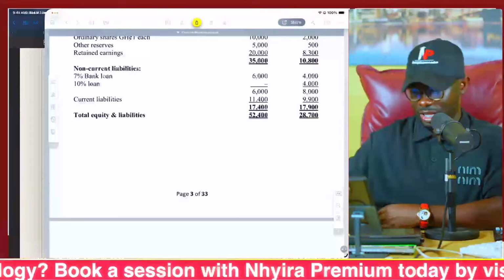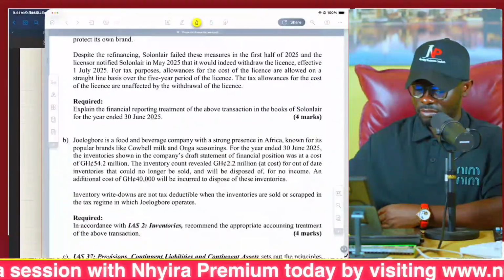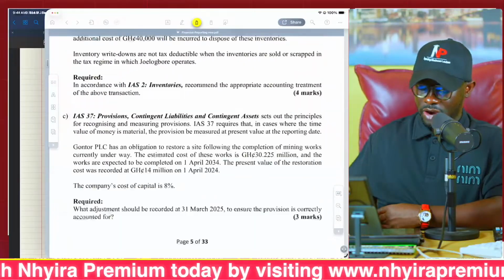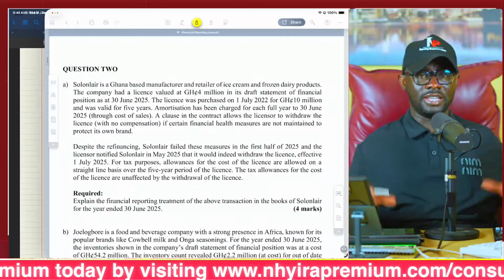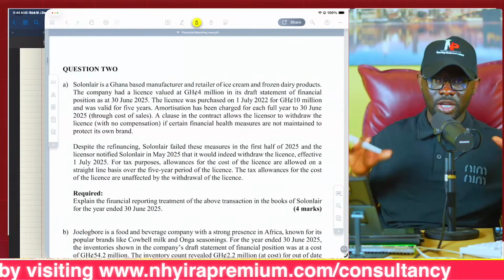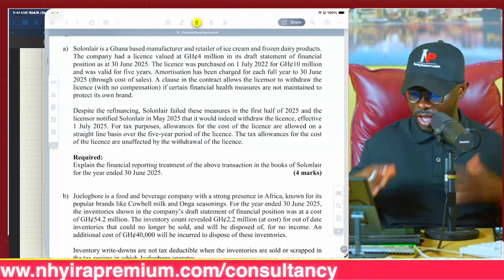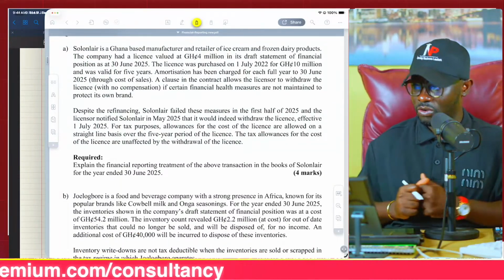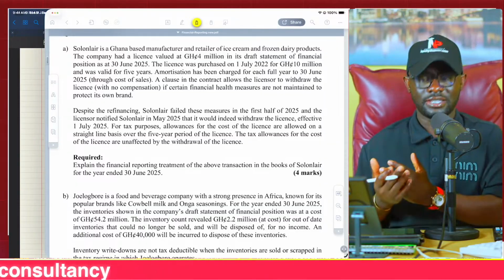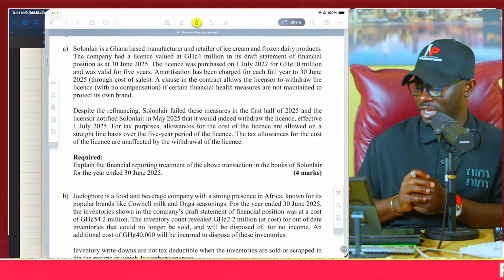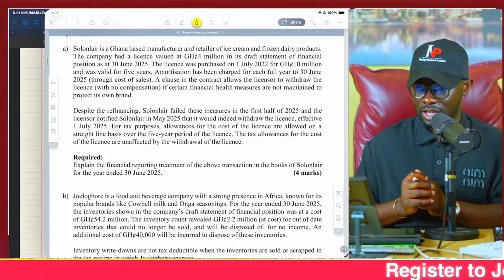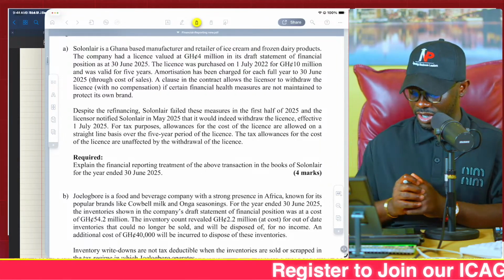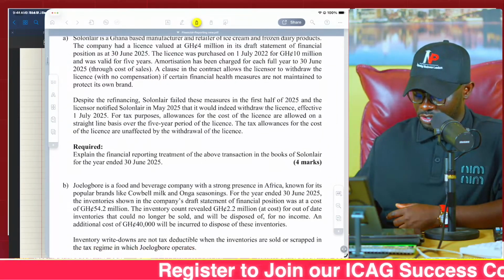All right, so let's come to the work of the day. Question number 2. We are looking at question number 2, ICAG Financial Reporting, November 2025, past paper. We're going to be exhausting all of the questions in question 2, highlighting some of the fundamental principles that we must understand when it comes to dealing with these areas, generally at the end of the day. So let's start with question 2A.